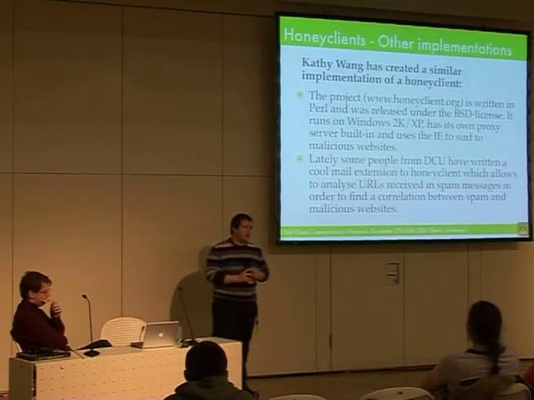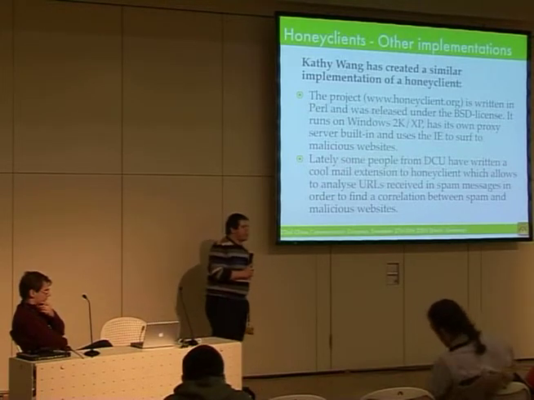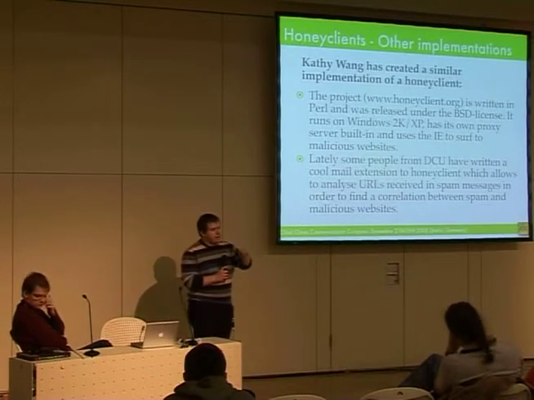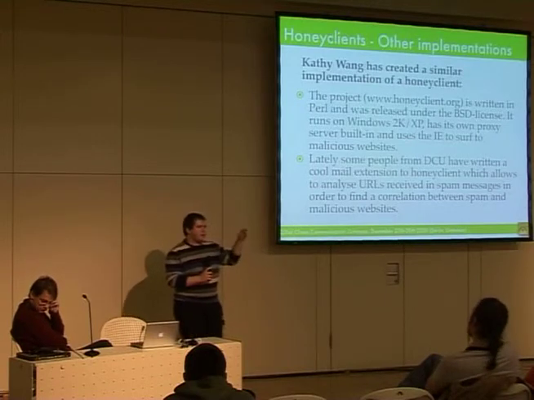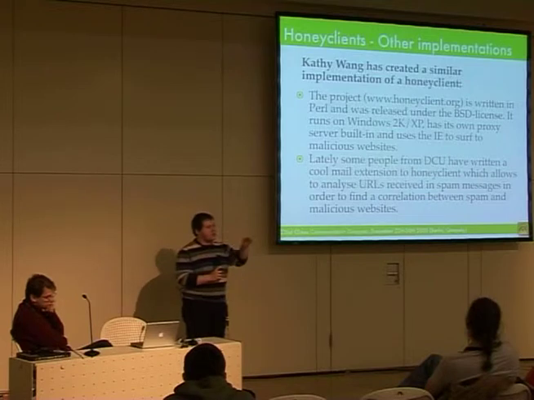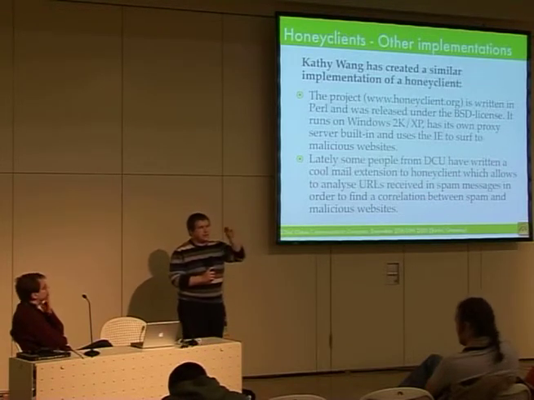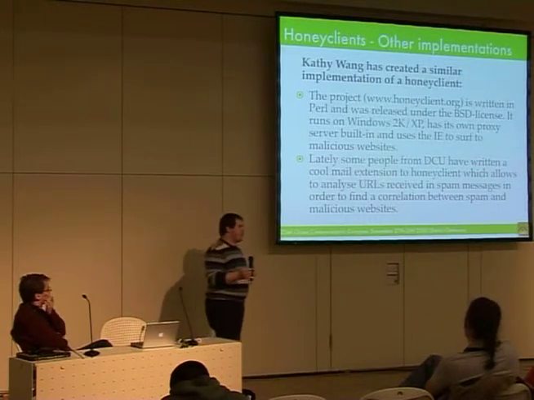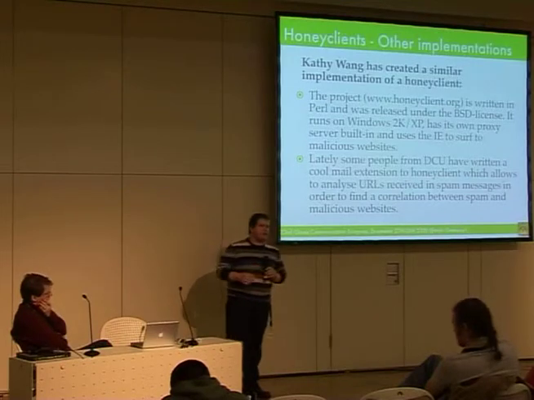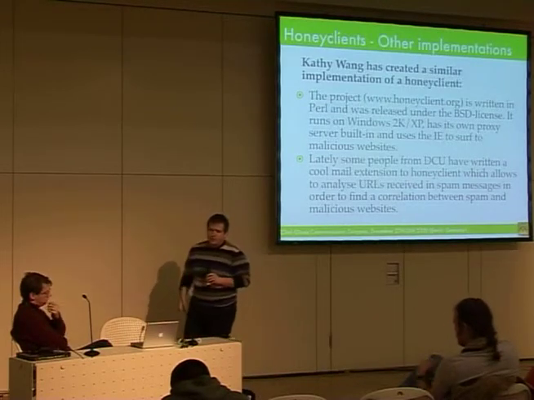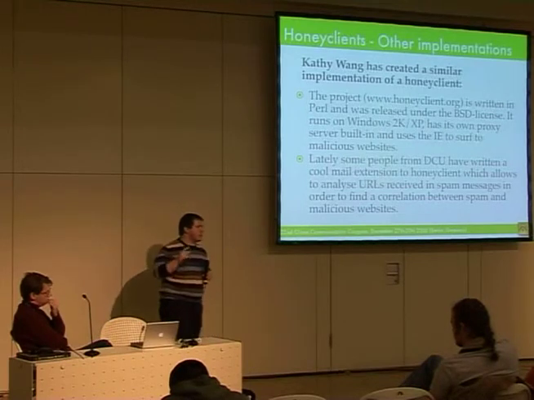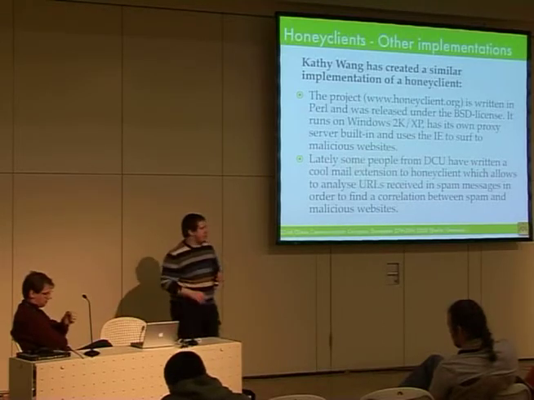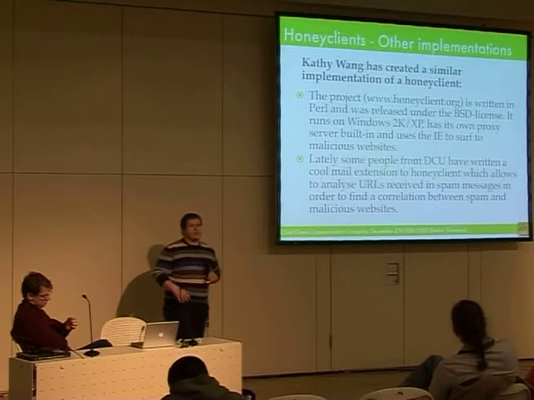But never mind, the people that study at DCU, last year they wrote an extension to Honey Client, which analyzes spam messages, extracts all the URLs from those spam messages and goes on and visits every single URL that has been included in those spam messages. And so what you can do with this is find the correlation between spam and malicious websites. Okay, so you can try to figure out what percentage of websites or people that actually produce spam are also malicious. I mean, they might be malicious in their own nature, but I mean malicious in the way that they actually target users. Okay.